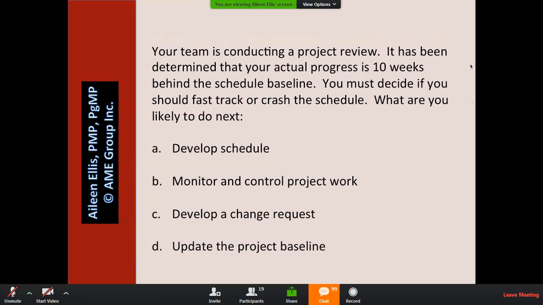Your team is conducting a project review. It's been determined that your actual progress is 10 weeks behind the schedule baseline. You must decide if you should fast track or crash the schedule. What are you likely to do next? So this question is representative of the exam, and so is the last one. So I'll give you a minute to think about it.